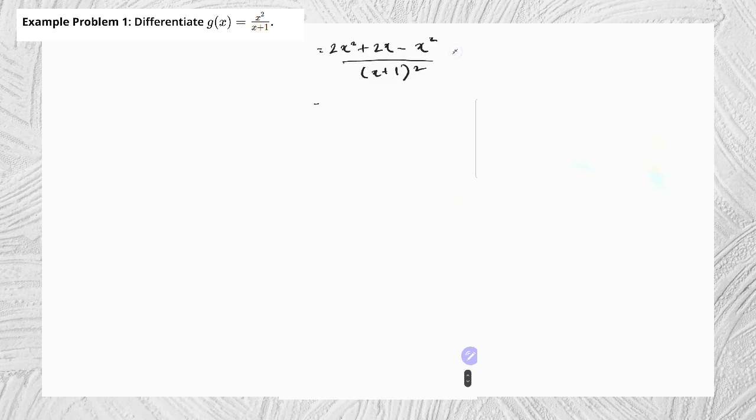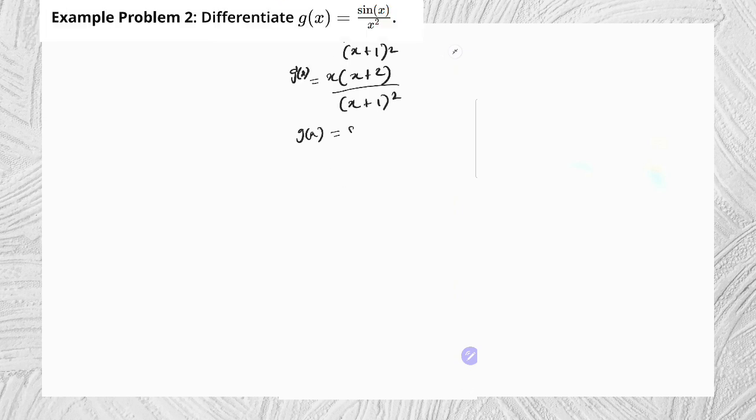Now, if you look very well, you see that 2x squared can subtract x squared, and that will give you x squared plus 2x divided by x plus 1 squared. And you can factor x out and end up with x times x plus 2 divided by x plus 1 squared as your final answer.